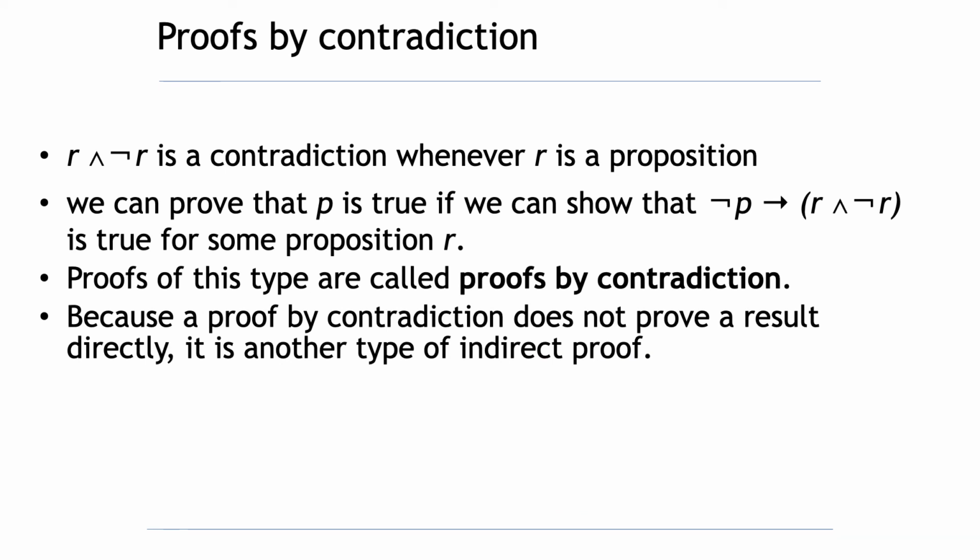We already know that R and not R is a contradiction whenever R is a proposition. We studied that before in the previous videos. Now, we can prove that P is true if we can show that not P implies R and not R is true for some proposition R. Proofs of this type are called proofs by contradiction. Because a proof by contradiction does not prove a result directly, it is another type of indirect proof.